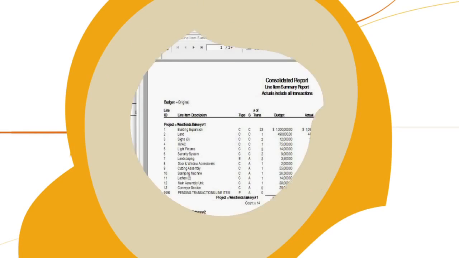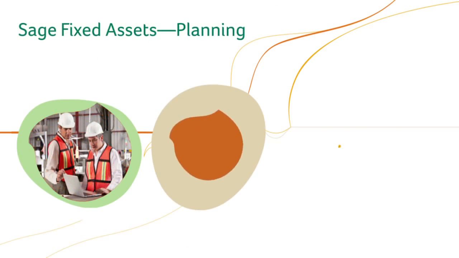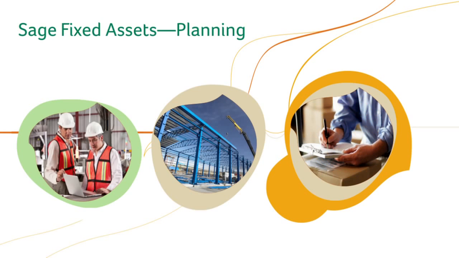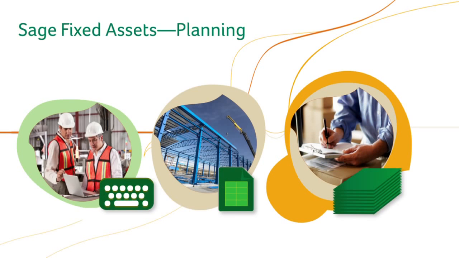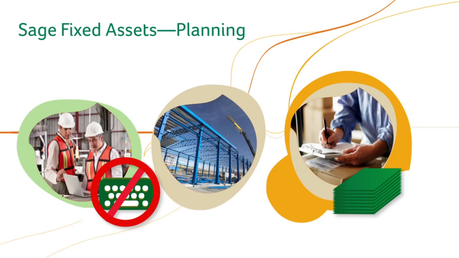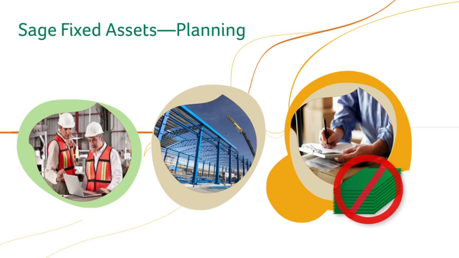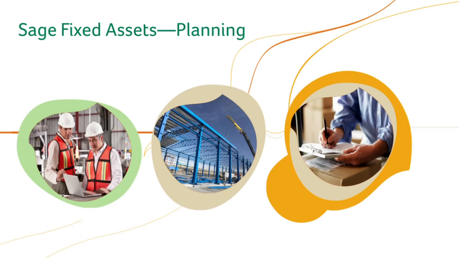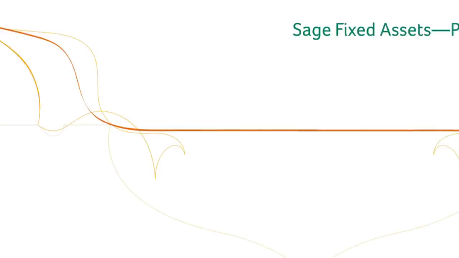Whether you're assembling multi-component equipment, upgrading machinery, constructing buildings, or accumulating separate invoices prior to placing a fixed asset into service, Sage Fixed Assets Planning helps you take control of spending and streamlines your project accounting, eliminating cumbersome spreadsheets, manual data entry, and the mountain of invoices. With a full range of integrated fixed asset management solutions from Sage, you'll have better control over assets, maximizing your company's efficiency and ultimately your bottom line.